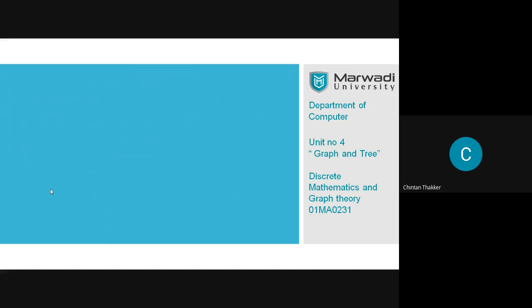So when we have a walk, if vertices appear only one time, then that walk is called a path. And what is a walk? A walk is an alternating sequence of vertices and edges, starting with a vertex and ending with a vertex.